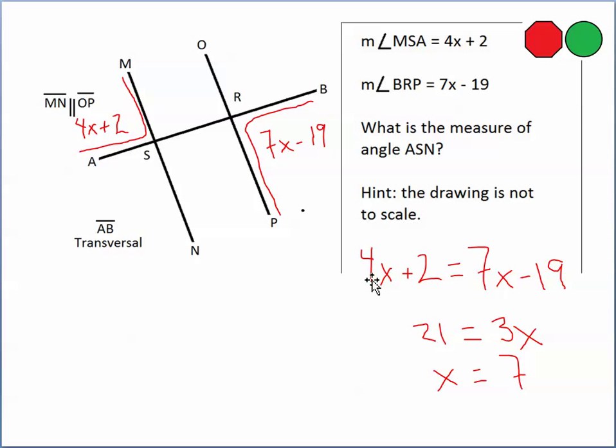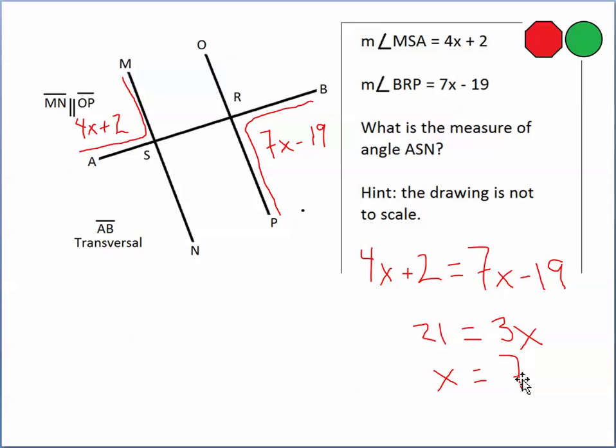So we do the algebra. We set 4x plus 2 equal to 7x minus 19. If I add 19, and I've done this in a shorthand way, so if you need to just pause this and look at it, that'd be fine. If I add 19 to each side, then that will make this side 21, and this 19 just goes away. And then if I subtract 4x from each side, I wind up with 21 equals 3x. Divide both sides by 3, and I come up with x equals 7. That's not the right answer.